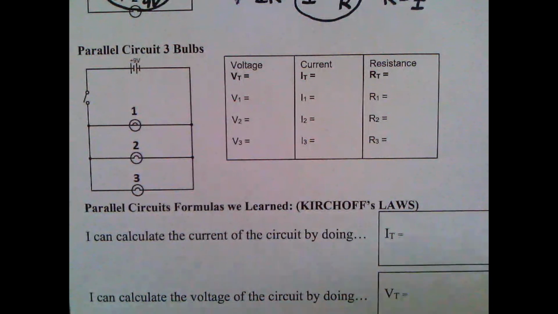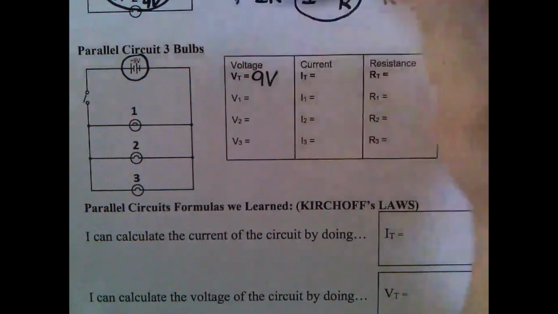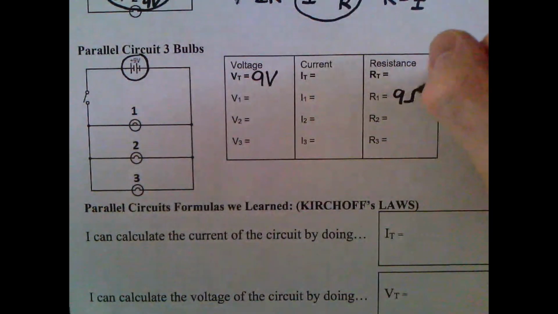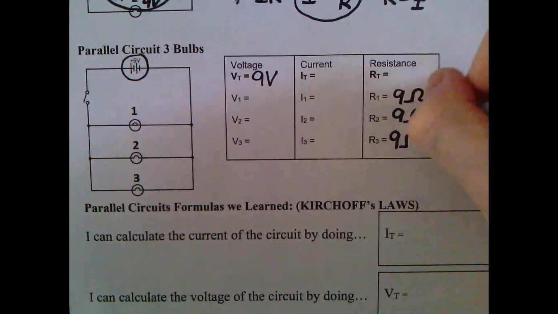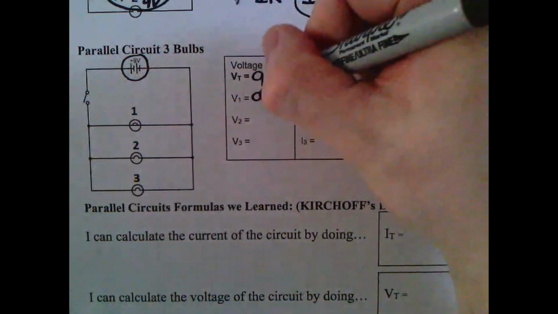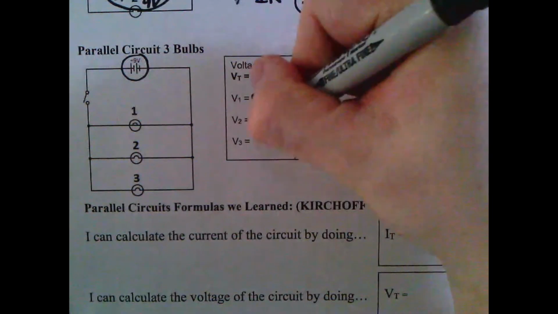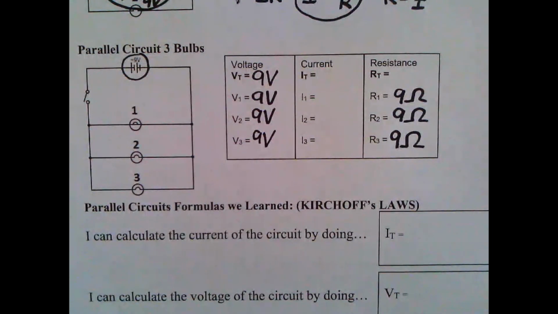Okay, if you have a parallel circuit with 3 light bulbs, again we still have a 9-volt battery. We're still assuming that all of the light bulbs are identical: 9 ohms, 9 ohms, 9 ohms. And we know that in parallel, the voltage is always the same. That was something we discovered in the other weeks, which is why I'm reviewing it now. So the voltage is the same everywhere.